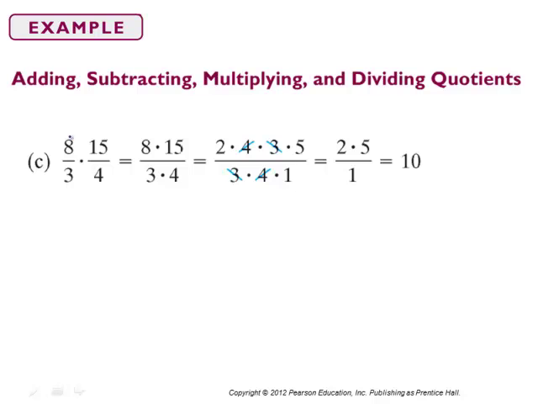Or if you need to multiply these two fractions together, go ahead and multiply the numerators, multiply the denominators, factor that numerator, factor the denominator, cancel any common factors that you see here, and simplify. The result is 10.